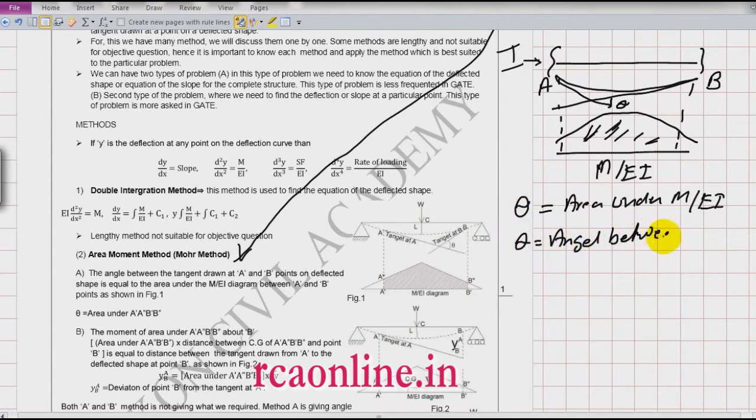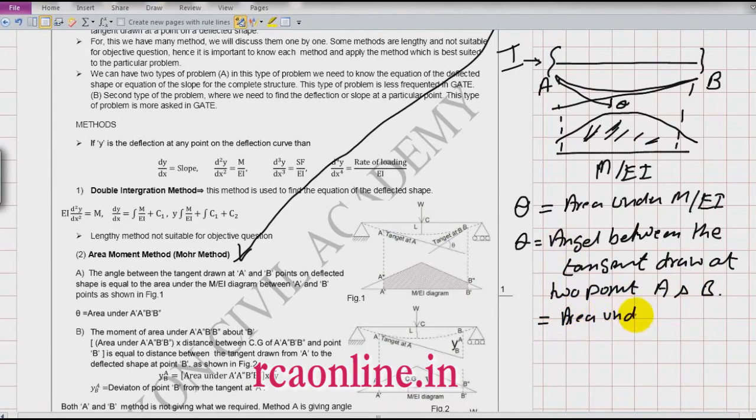drawn at 2 points A and B. And this angle theta is equal to the area under the M over EI diagram between A and B. Okay, so this is the angle of intersection of tangents.